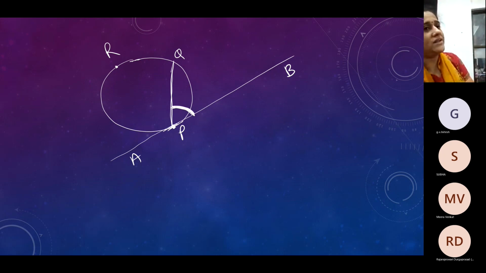Now what's the next step? Take any point on the circumference of the alternate segment. So I've taken R. Now join the ends of the chord to R, P to R, Q to R. Got it? Now this angle is equal to this angle. This is the result. Angles in the alternate segment of a circle are equal.